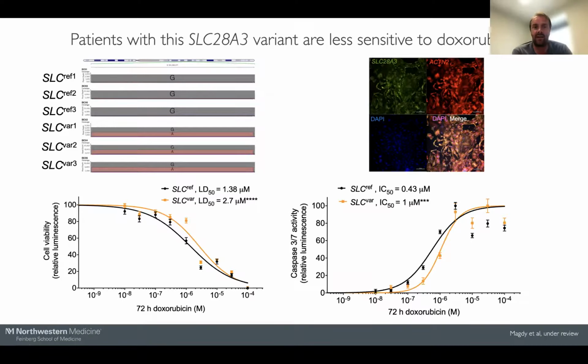And that seems to make sense if you think this is an inward transporter and the variant makes that transporter less efficient. So if you have the SNP of interest, your SLC28A3 is not as effective, and therefore it can't bring as much doxorubicin into cardiomyocytes. And we also see less programmed cell death too.